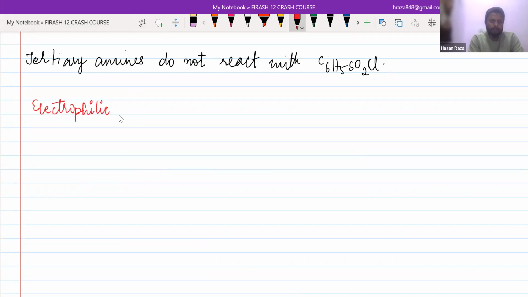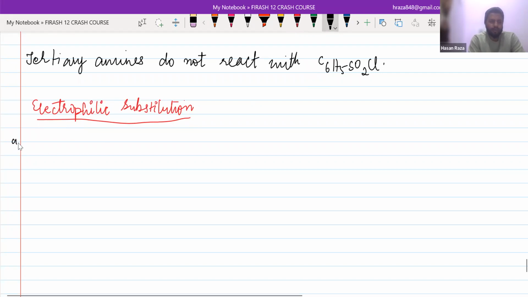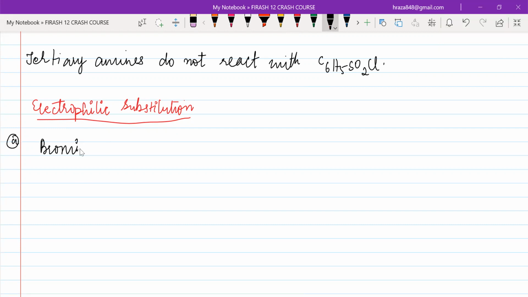Substitution reaction, which is very easy. You have studied in all this chapter that an electrophile will attack. So first we are going to deal with the bromination, and basically in bromination we add bromine. So it's a very simple reaction.